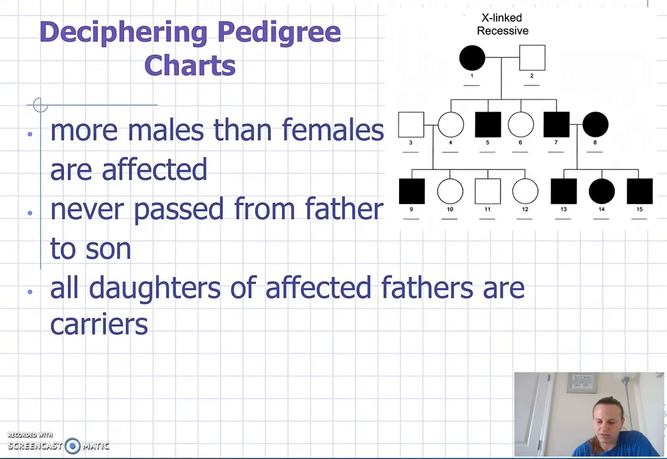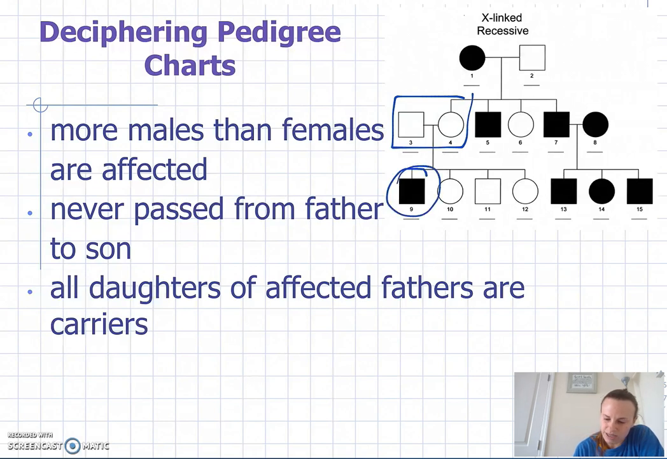It's easy to decipher something as being recessive versus dominant. It's harder to tell if it is X-linked, Y-linked, or autosomal. So here we know that it's recessive because I look at these parents and they're not affected, but they have a child who is affected. That means it's got to be recessive. Now, to know that it's X-linked over autosomal, it means more males than females are affected. It's never passed from father to son, and all daughters of affected fathers are carriers.